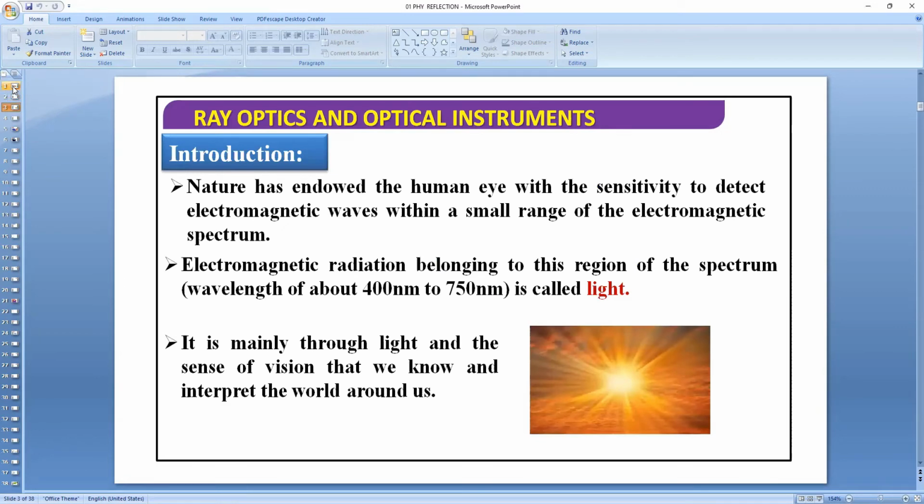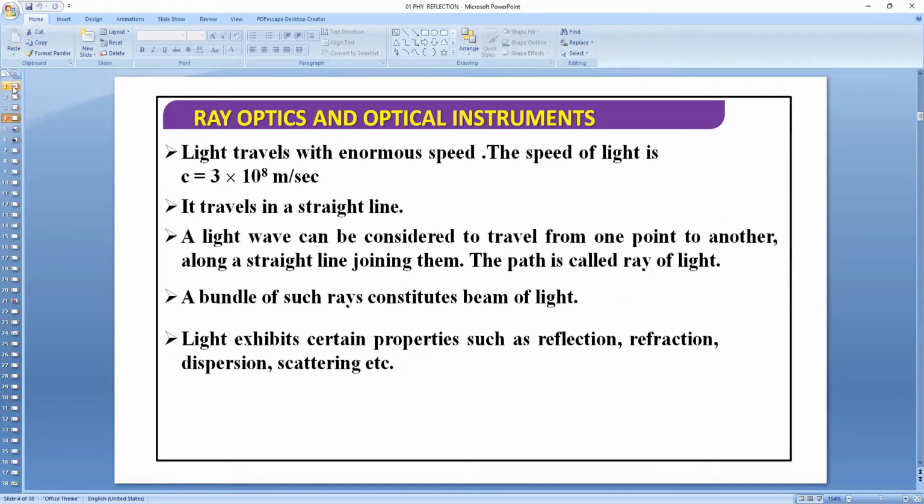Nature has endowed the human eye with the sensitivity to detect electromagnetic waves within a small range of the electromagnetic spectrum. Electromagnetic radiation belonging to this region of the spectrum, with a wavelength of about 400 nanometers to 750 nanometers, is called light. It is mainly through light and the sense of vision that we know and interpret the world around us.